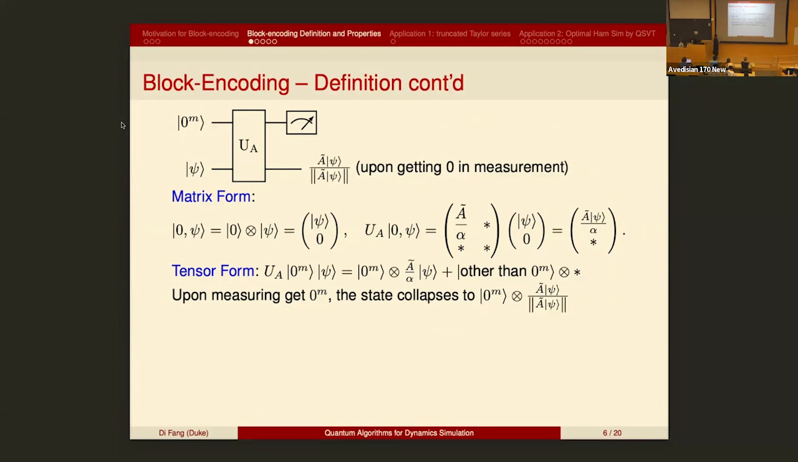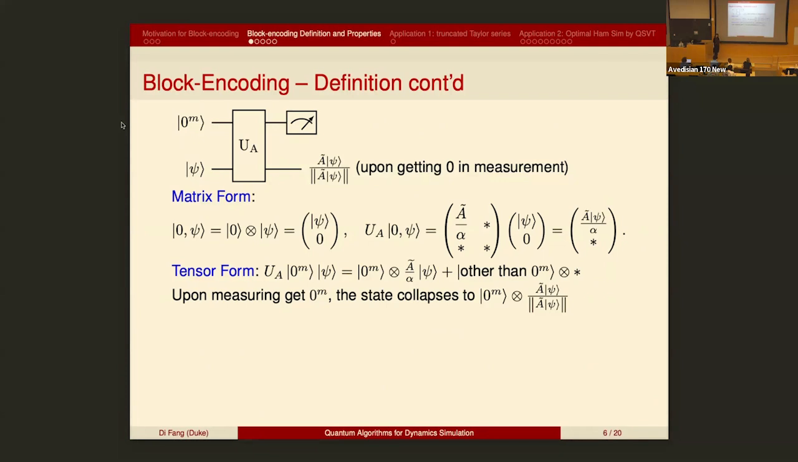And now you imagine, what if you measure the first register, this 0 to the m? You get 0 to the m. After that, with certain probability, the state collapses into precisely this. So this is precisely what this circuit is showing.